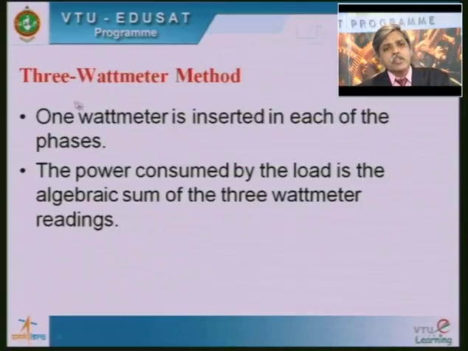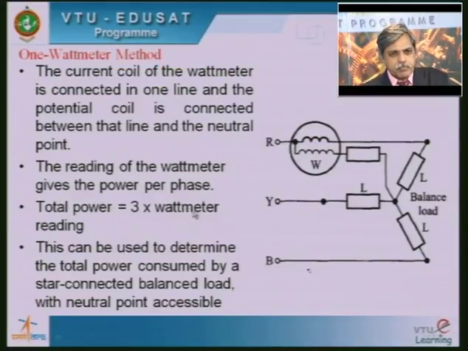As I told you, in the 3 wattmeter method, 1 wattmeter is inserted in each phase. The power consumed by the load is the algebraic sum of the 3 wattmeter readings. This is a straightforward method. The only requirement is that I should have the neutral point available. If the neutral point is not available, it is not possible to use this method, so we can forget about the 3 wattmeter method.